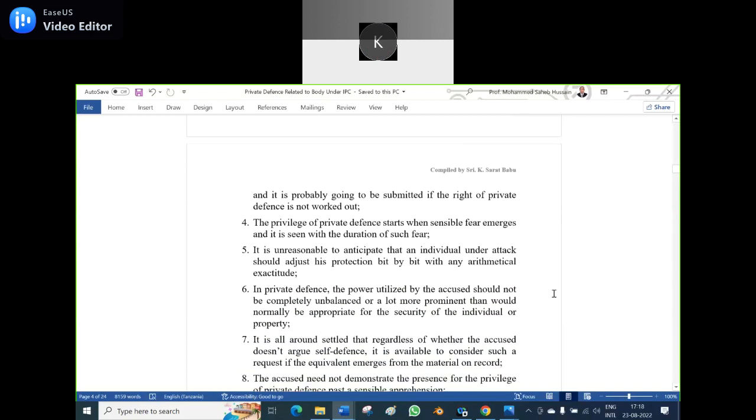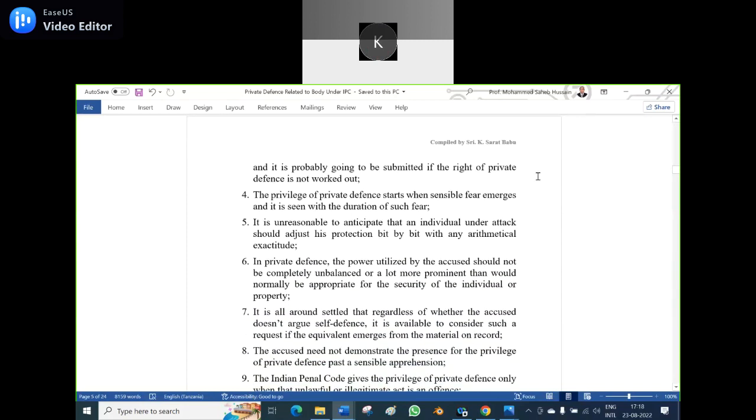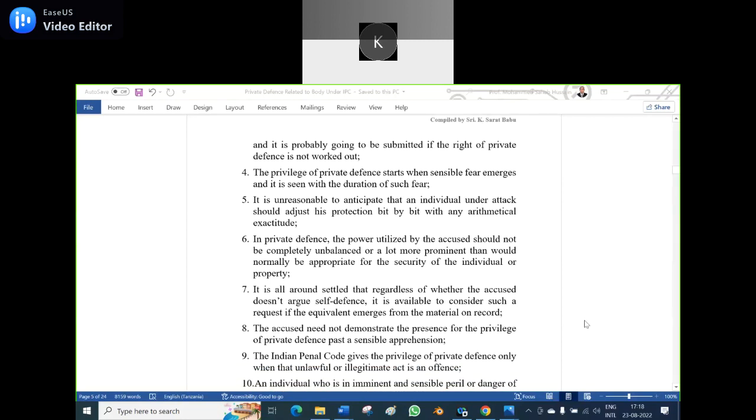The fourth one is the privilege of private defense starts when sensible fear emerges and it continues with the duration of such fear. So the same is repeated in another way. Fifth one, it is unreasonable to anticipate that an individual under attack should adjust his protection bit by bit with arithmetical exactitude. If a person is under threat and takes steps step by step, then it is not enough for him to protect himself. So he has to take action at a time. That is the concept of self-defense.